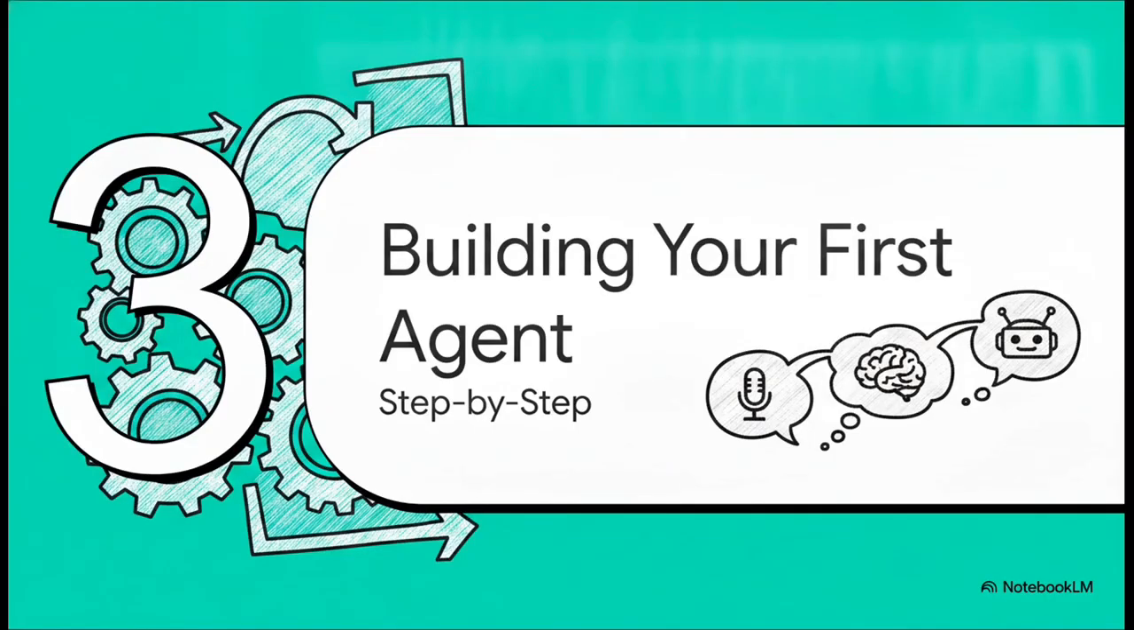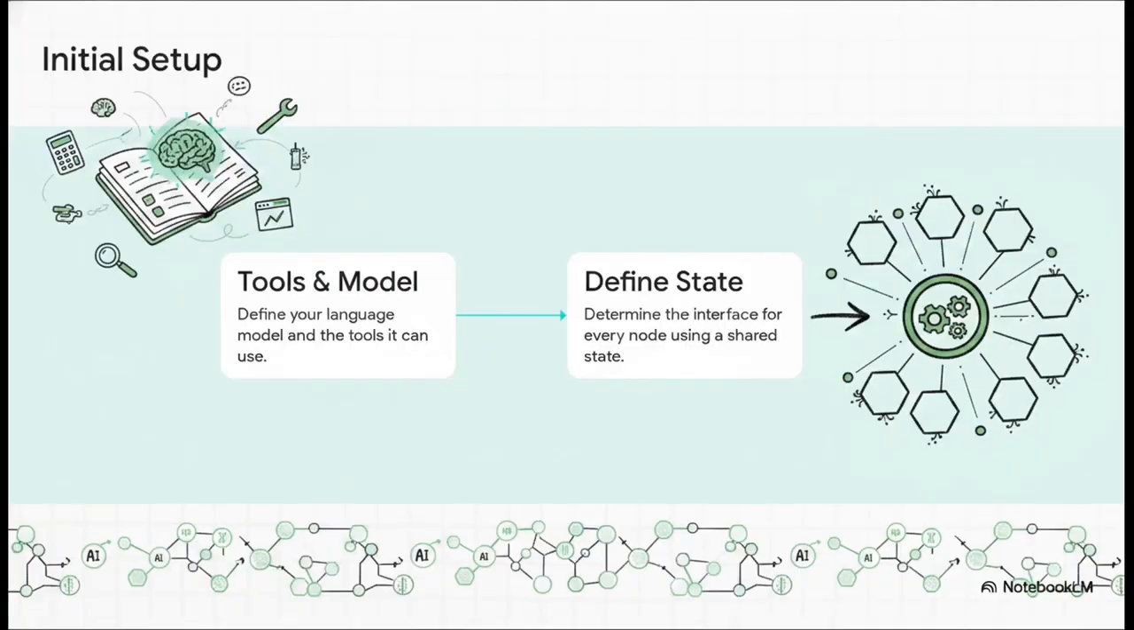All right, section 3. Building your first agent step by step. Let's bring all these abstract concepts to life. Once you've done a quick pip install Langgraph to get your environment ready, step 1 is defining your language model and the exact tools it's allowed to use. Maybe that's a basic calculator or a web search function.